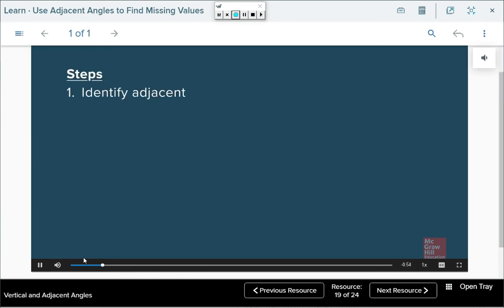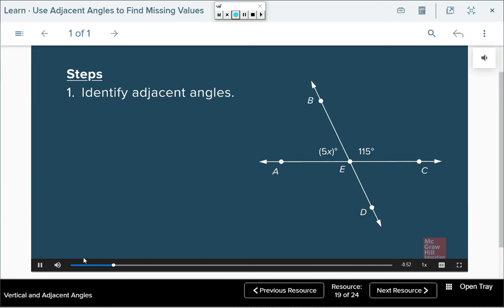You can use adjacent angles to find an unknown value. Adjacent angles have a common vertex and a common side. Okay, let's take a look at this. These two are adjacent, aren't they? Because they share this side, don't they? And they share this vertex. Now, does this equal this, though? They don't equal each other. These are not vertical angles.